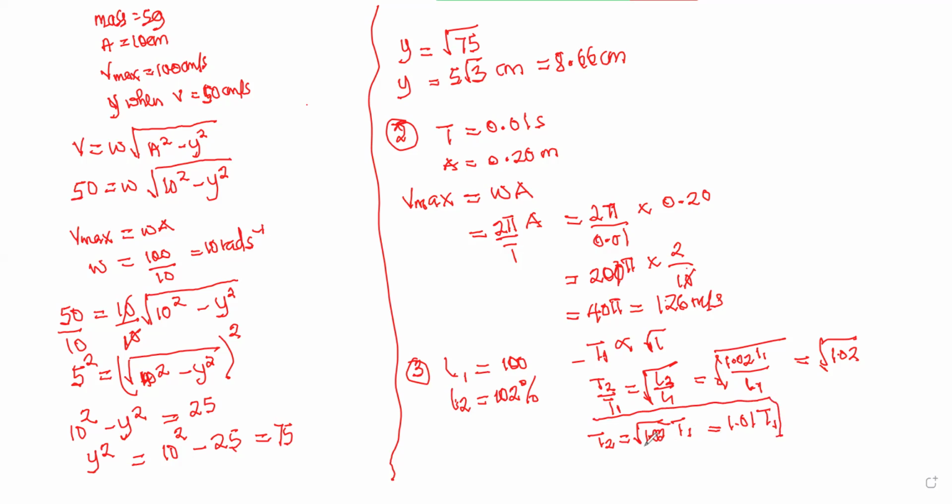So the change in the period will be equal to 101%. So if the length changes by 2%, then the period would also change to this percentage, which is 101%, or 1.01 in fraction.